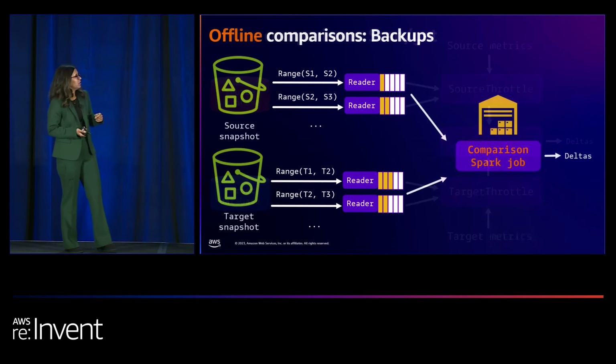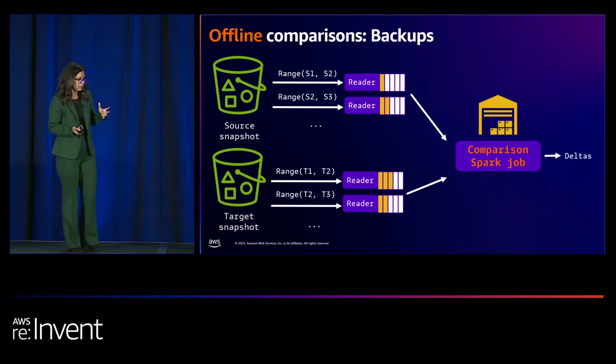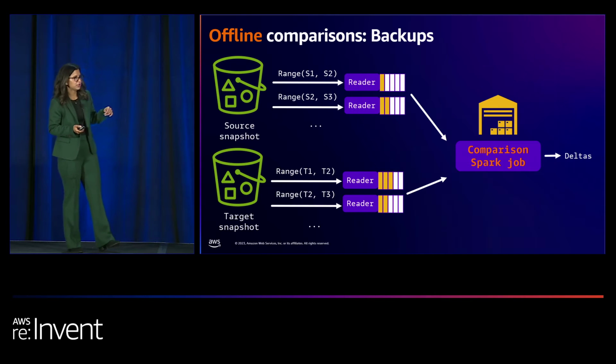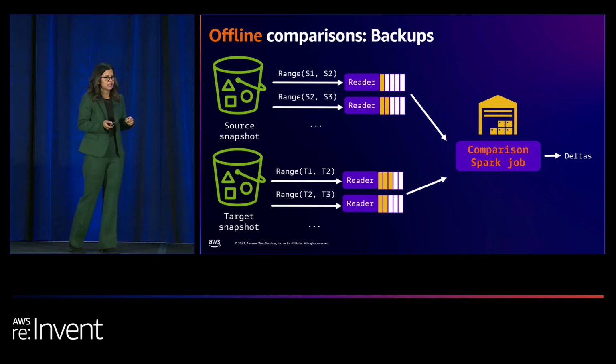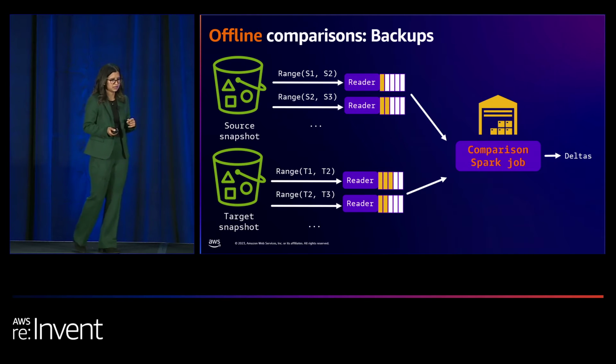So for offline comparisons, we make use of the backups. The backups of the source and the target database will be there in S3. We read the snapshots for the same time for both databases and download them to Hive using a Spark job. It is the responsibility of the Spark job to do the data checks and populate the differences so that we can look at the specific rows where the data is not in alignment.